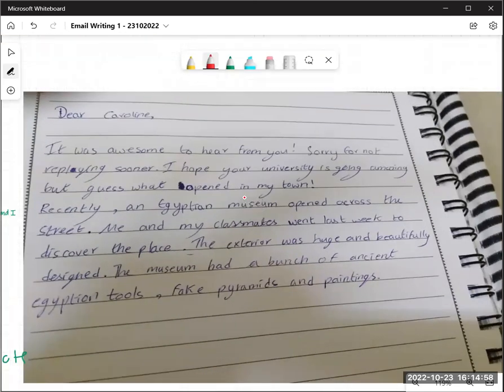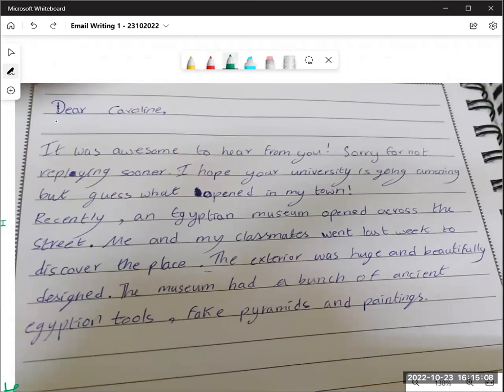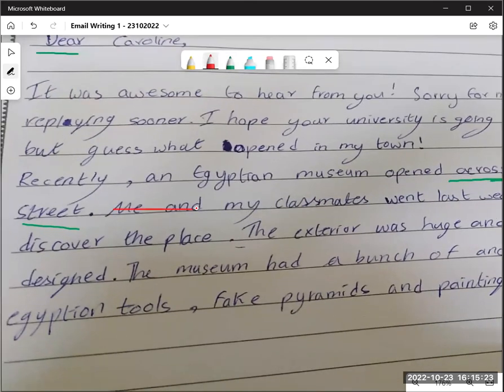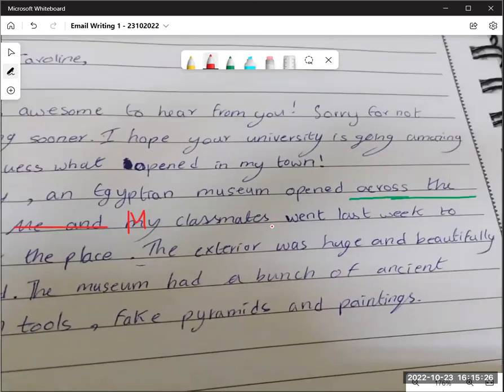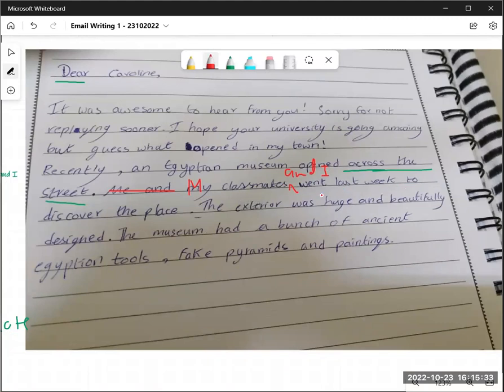Anas, have you finished rewriting your paragraph? Dear Caroline, that's good. It was awesome. We've done that already. Recently, an Egyptian museum opened across the street. That's good vocabulary. Me and my classmates. Again, Diana, the same thing. You should say my classmates and I. Is that clear? Yes, sir. My classmates and I went last week.